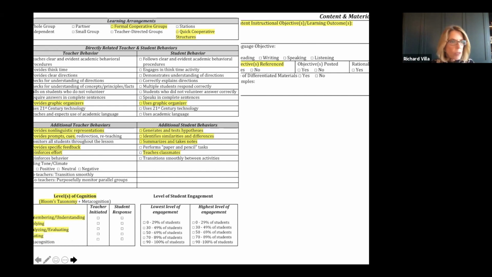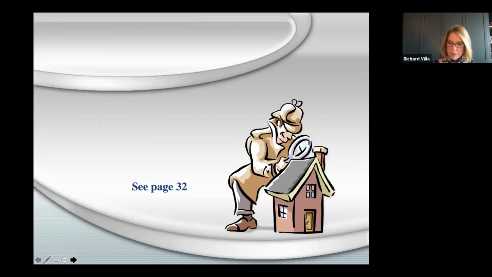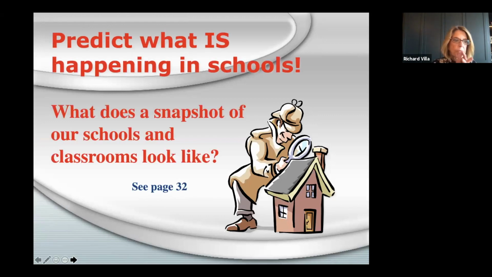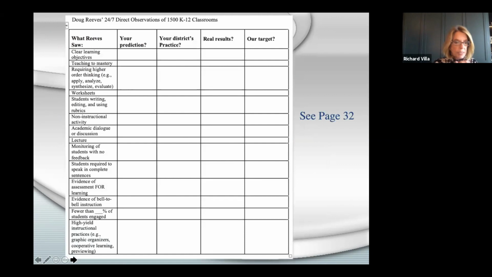So we're going to take a look at the work of another group of researchers and begin by having you predict what you think is happening in schools in the US these days. What does a snapshot of our schools and classrooms look like across this country? So at this point, we're moving to page 32. If you could turn to the page that looks like this, you'll see a list.